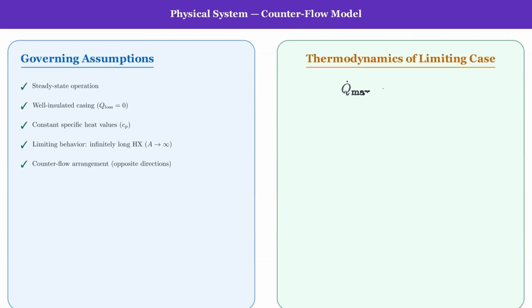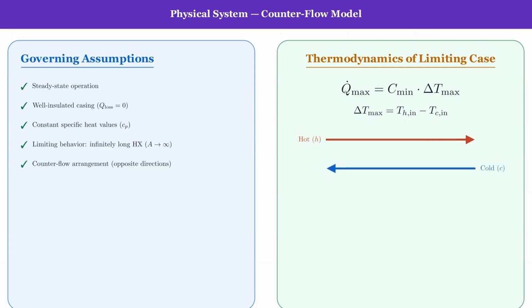The maximum heat transfer rate equals the minimum heat capacity rate of the two streams, multiplied by the maximum temperature difference available between them. Written compactly, Q dot max equals C min times delta T max. The maximum temperature difference is simply the difference between the two inlet temperatures, the hottest point of the hot stream and the coldest point of the cold stream. This is the largest driving potential the system possesses anywhere along its length.